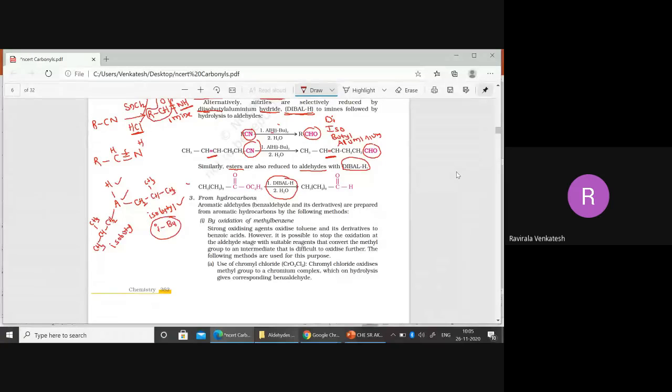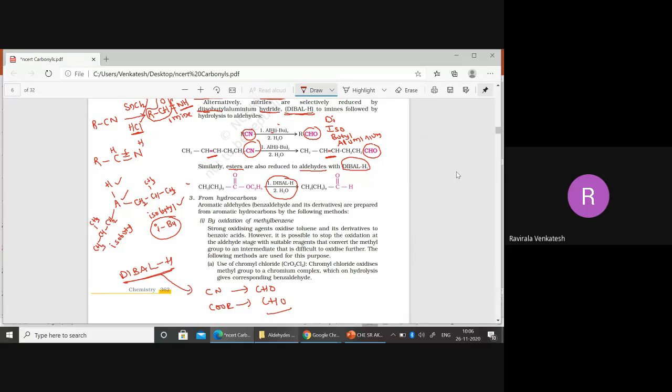Aldehydes. So what is the function of DIBAL-H? Because it will come in conversions here. What is the function of DIBAL? Conversion of cyanides into aldehydes. Conversion of what? Esters into what here? Aldehydes. In this way, if you remember, it will be easy.